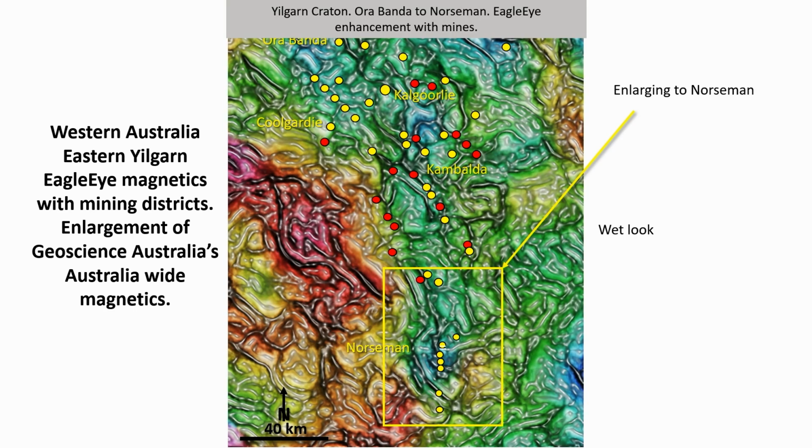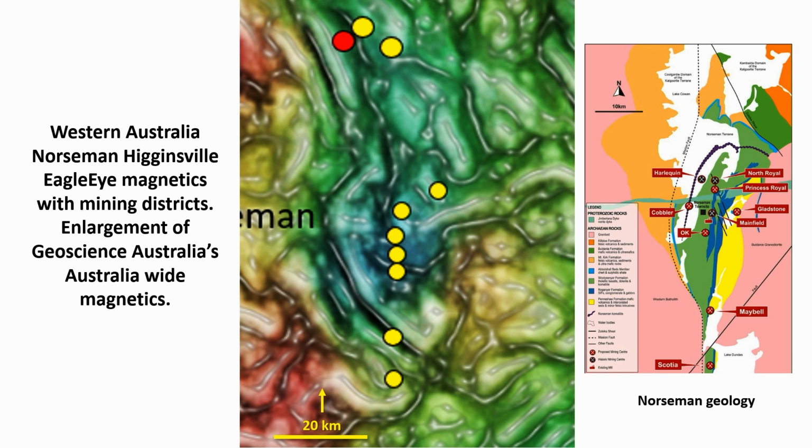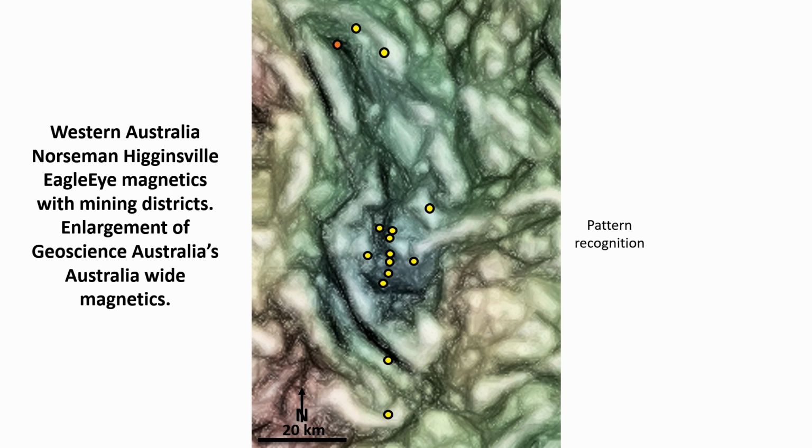We're going to enlarge to the Norseman area now. We've used the wet look to re-establish the high magnetic areas, which you need to do once you actually want to enlarge. So that's what I get for the geology, so to speak, of Norseman, and this is the same thing in the actual geology. If you overlay the two, they're almost identical. So use pattern recognition now on the Norseman area.